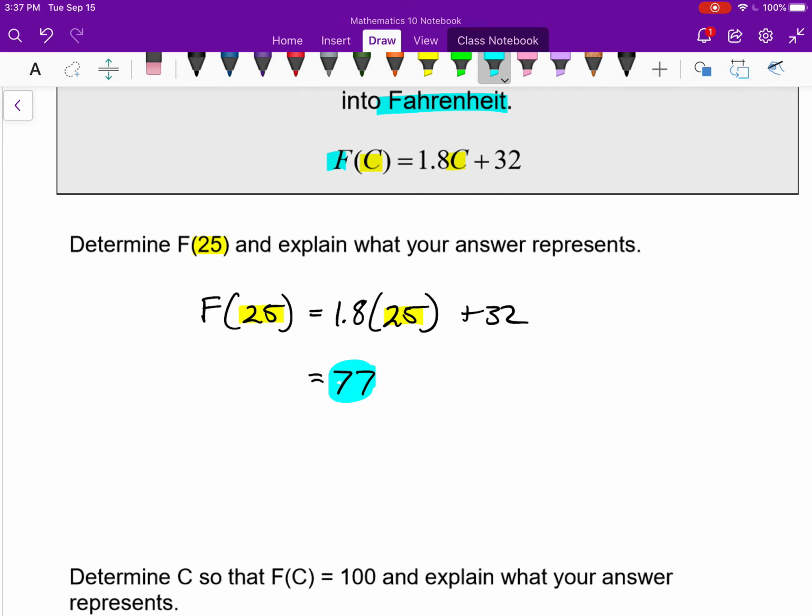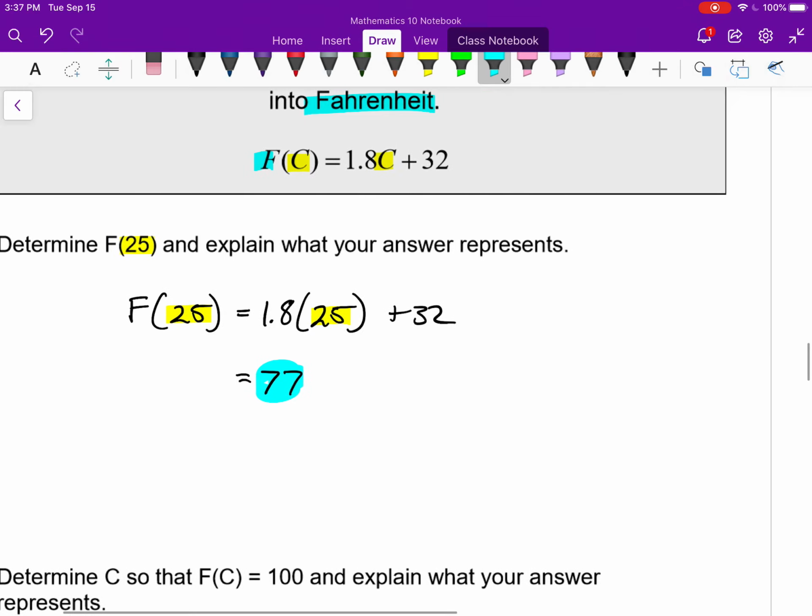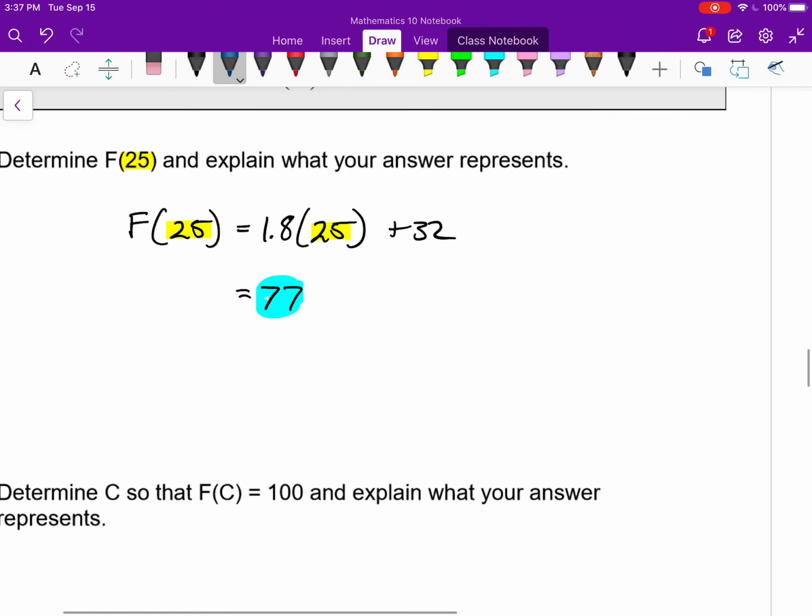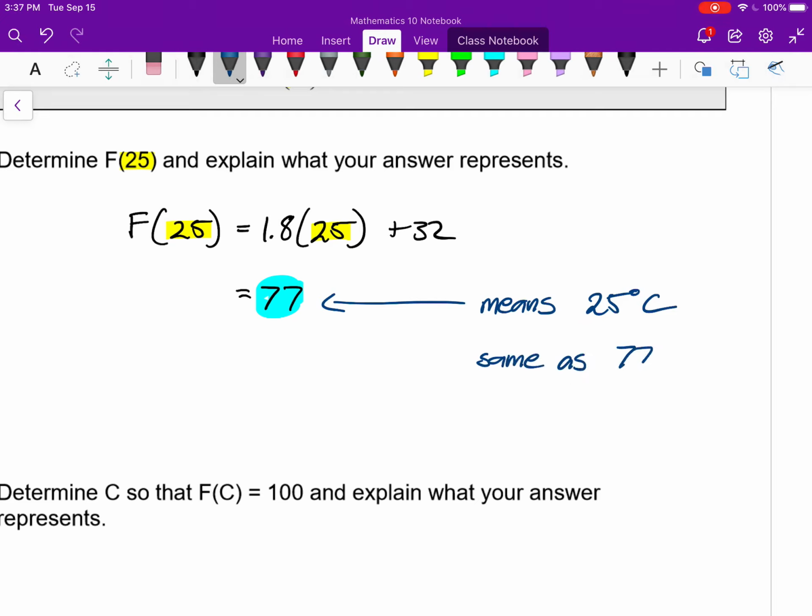Altogether, this equation I have here means something. And what it means is that 25 degrees Celsius is equivalent to 77 degrees Fahrenheit. Or other way around, 77 degrees Fahrenheit is the same as 25 degrees Celsius. And so I'll just write a short little statement. This means that 25 degrees Celsius is the same as 77 degrees Fahrenheit. 25 degrees being a nice warm day, not super hot, but nice and warm. And so that's what 77 degrees in Fahrenheit is. That's what that statement means.